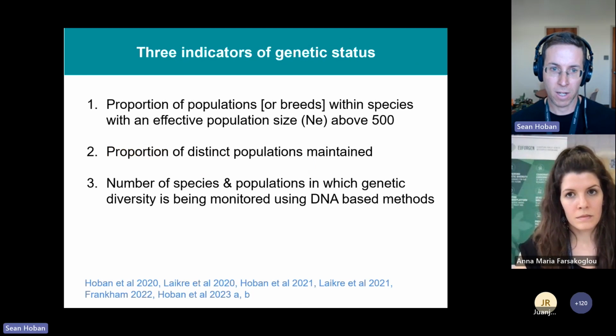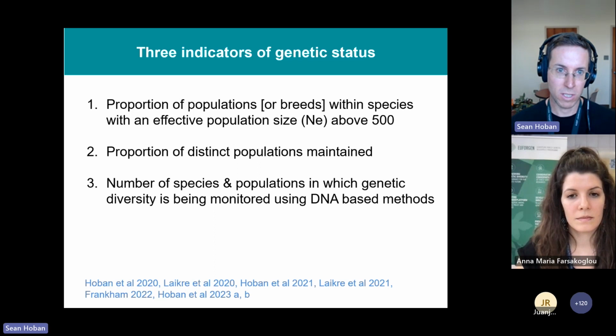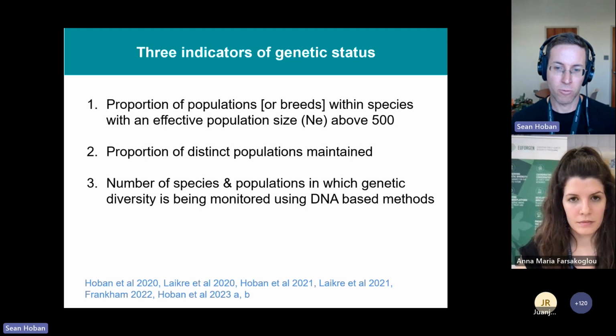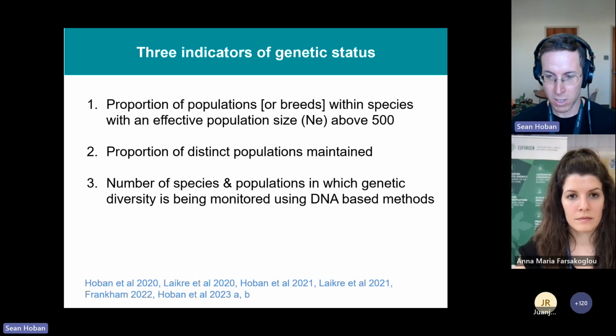So this led my colleagues and I to propose 3 indicators to the Convention on Biological Diversity: relating to populations above an Ne of 500, relating to populations maintained relative to a historic baseline, and relating to the amount of genetic monitoring or genetic knowledge that's being developed and used for management.